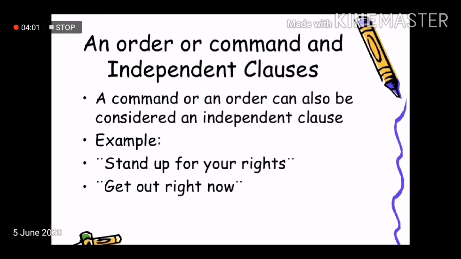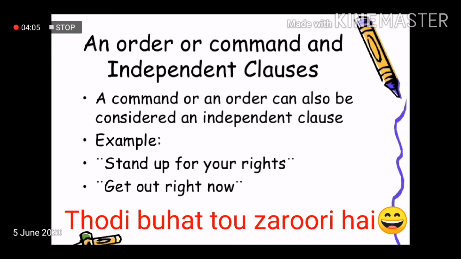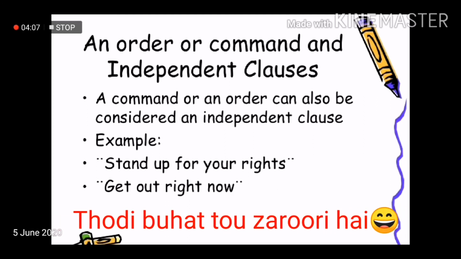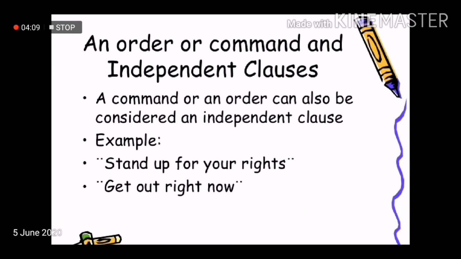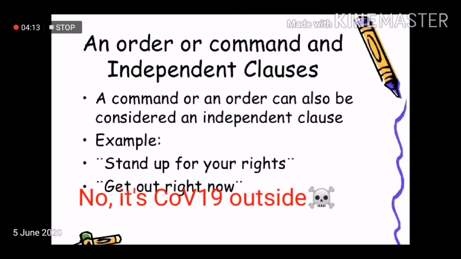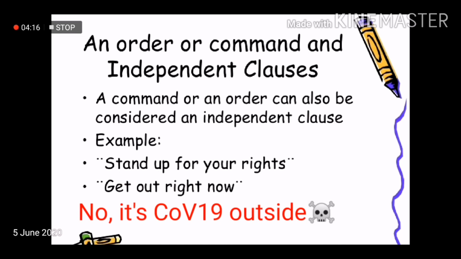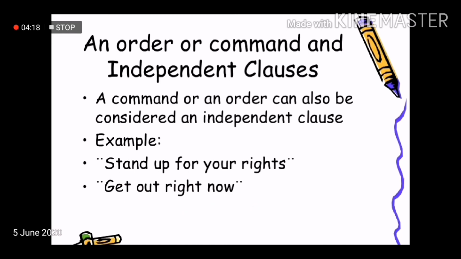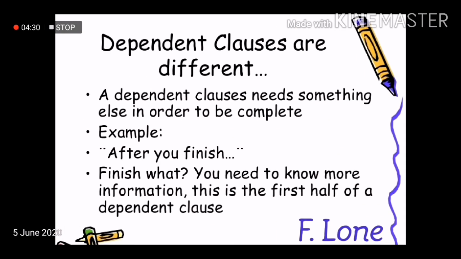I said at the start of the video that I won't translate, but I am compelled to, so that I can justify the things I'm saying. Stand up for your rights, get out: these are commands, and we don't add anything to them. They stand on their own as sentences. Stand up for your rights is a complete sense, so it's an independent clause. Get out is a command and also an independent clause.